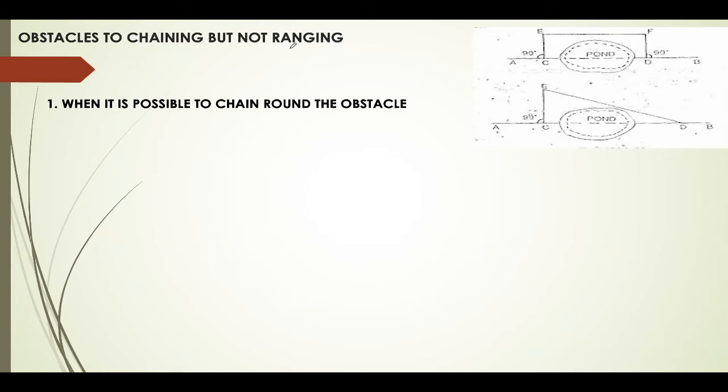Obstacle to chaining but not ranging. In this case, for example, if we have a small pond or a river and we need to find the distance between A and B, but there is no problem in ranging. But when we want to lay a chain on this line, there is an obstacle in between. So there are different methods to carry out these calculations, and the calculations are based on trigonometrical equations. So you can refer to trigonometrical ratios for calculations.